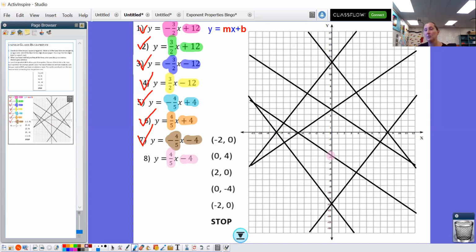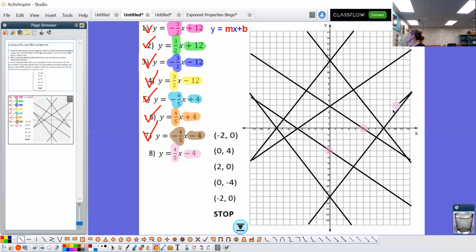Okay, from left to right, because this line is positive, we're going to be going uphill. So we're going to go up 4, 1, 2, 3, 4, and to the right 5, 1, 2, 3, 4, 5. Boom. Up 4, 1, 2, 3, 4, and to the right 5, 1, 2, 3, 4, 5. Okay, that should be plenty of points.